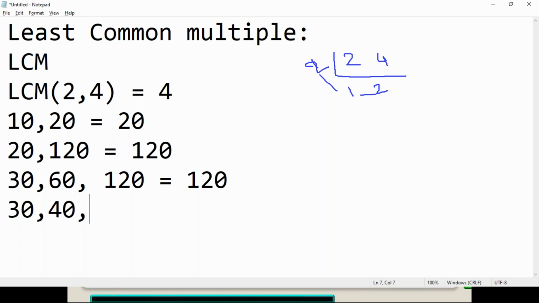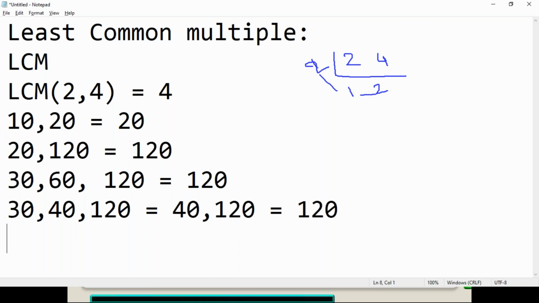Am I clear? 30, 40, 120. Whenever they give like this, remember 30 is one of the factors of 120. In place of that, it is better to find the LCM for 40, 120. Remove 30, because for 30 and 120 the LCM should compulsorily be 120. So always we can remove the factors. So you have to find the LCM for 40, 120.